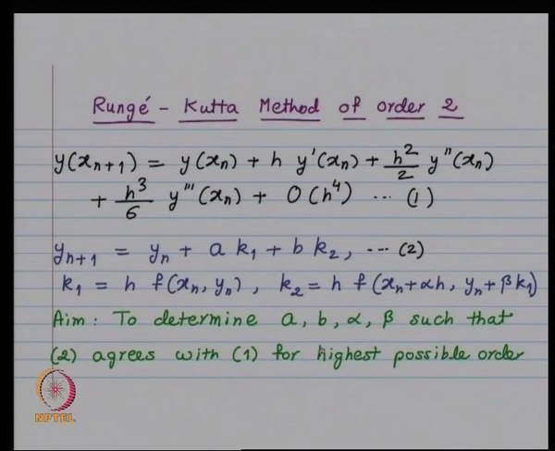We want to determine these constants such that 2 agrees with 1 for as many powers of h as possible. So, here look at k 2. It is f of x n plus alpha h, y n plus beta k 1, where k 1 is here. So, how are we going to match the powers? Here, for this function of two variables, we are going to write down the Taylor series expansion. This is the Taylor series expansion for a function of one variable. We will write a similar Taylor series expansion for a function of two variables and try to match the powers.